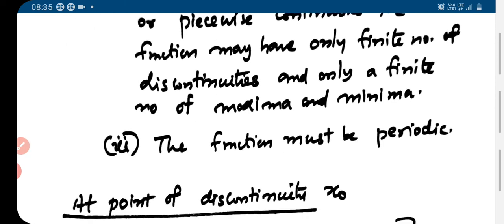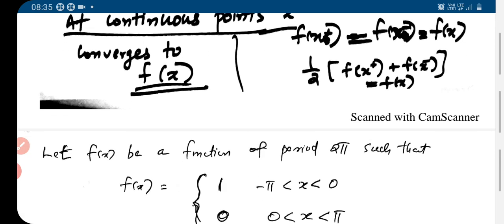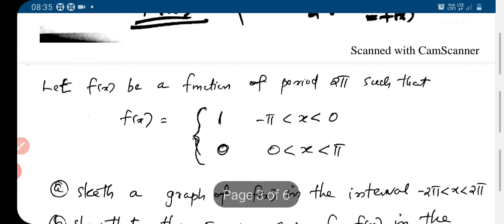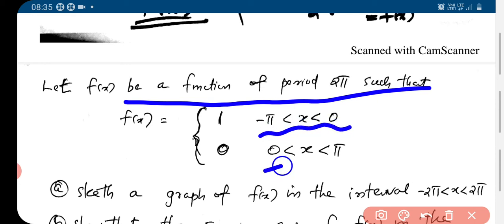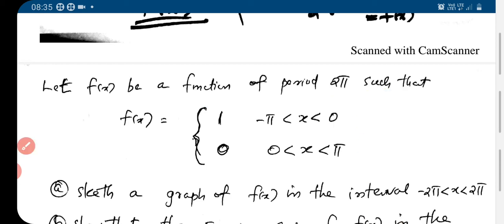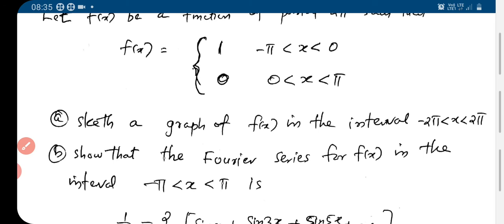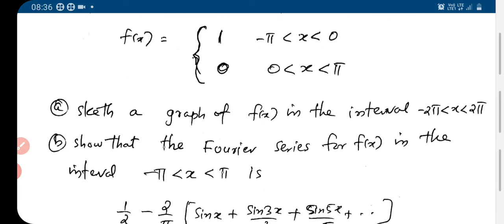And let's do a general problem connected with the Fourier series. Suppose that we have a function of period 2 pi such that f of x is 1 for values of x between minus pi and 0, and 0 for values of x between 0 and pi. This is the function with us. And we sketch a graph of f of x in the interval.